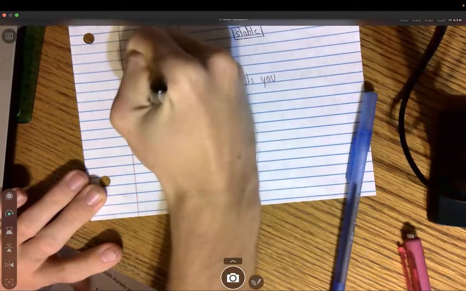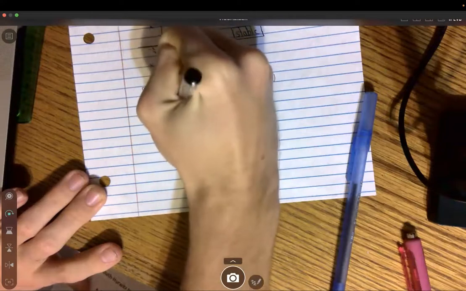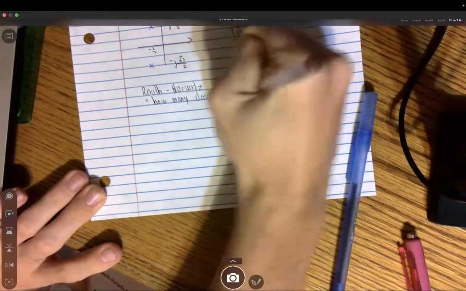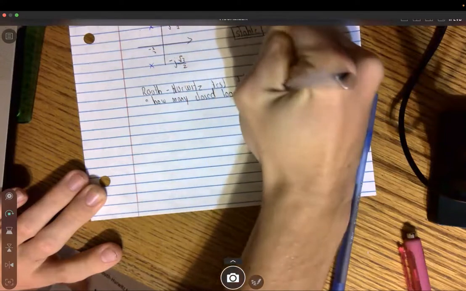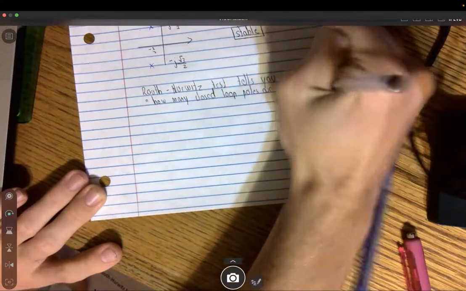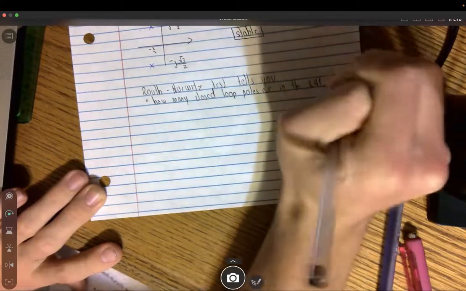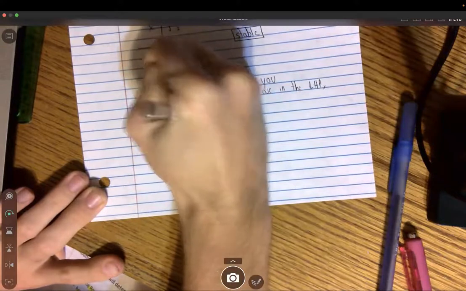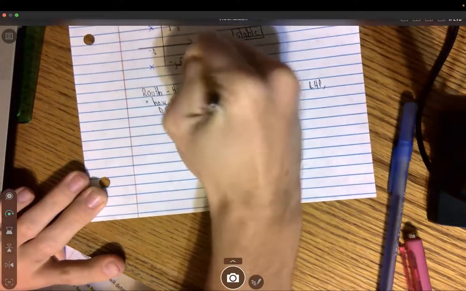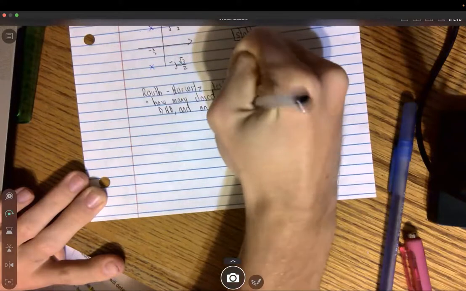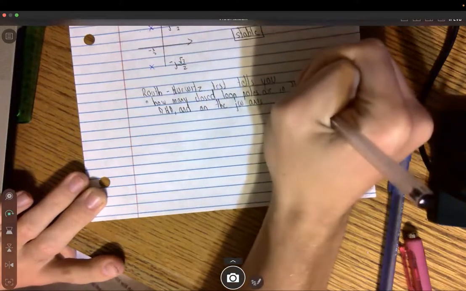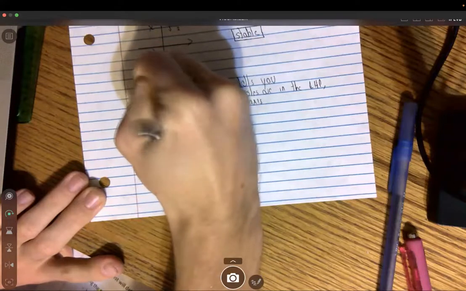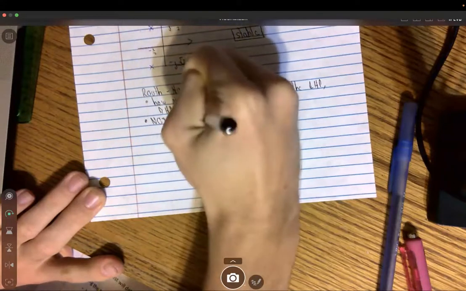So it tells you how many closed loop poles are in the left-hand plane, the right-hand plane, and on the j omega axis. But it does not tell you the location of the poles.